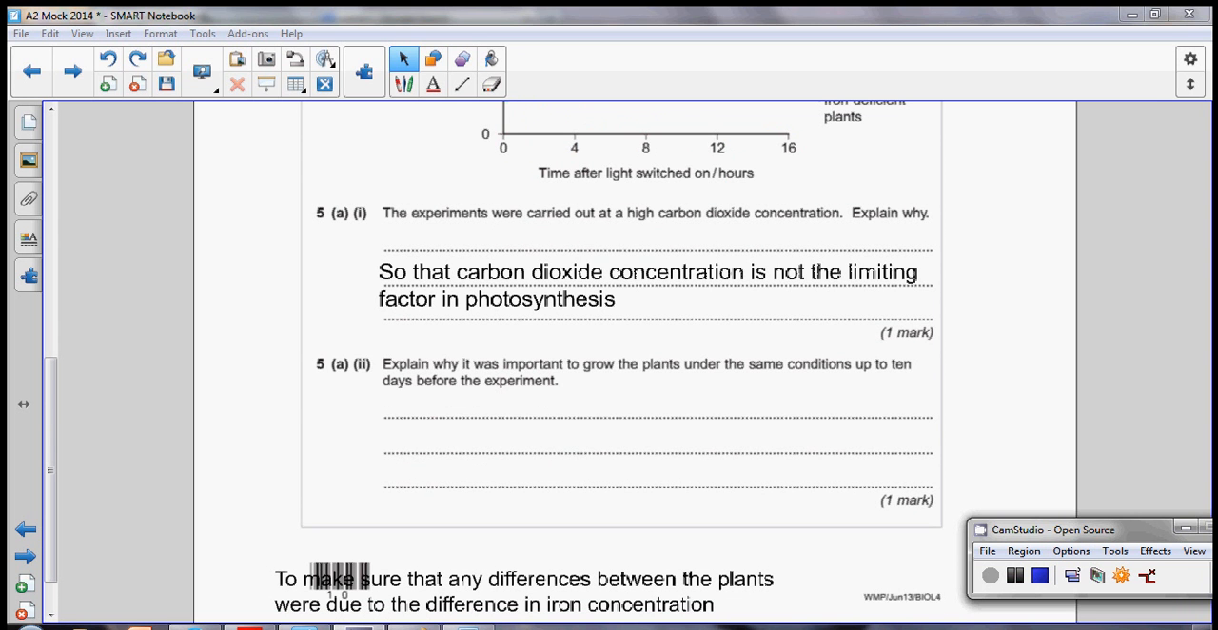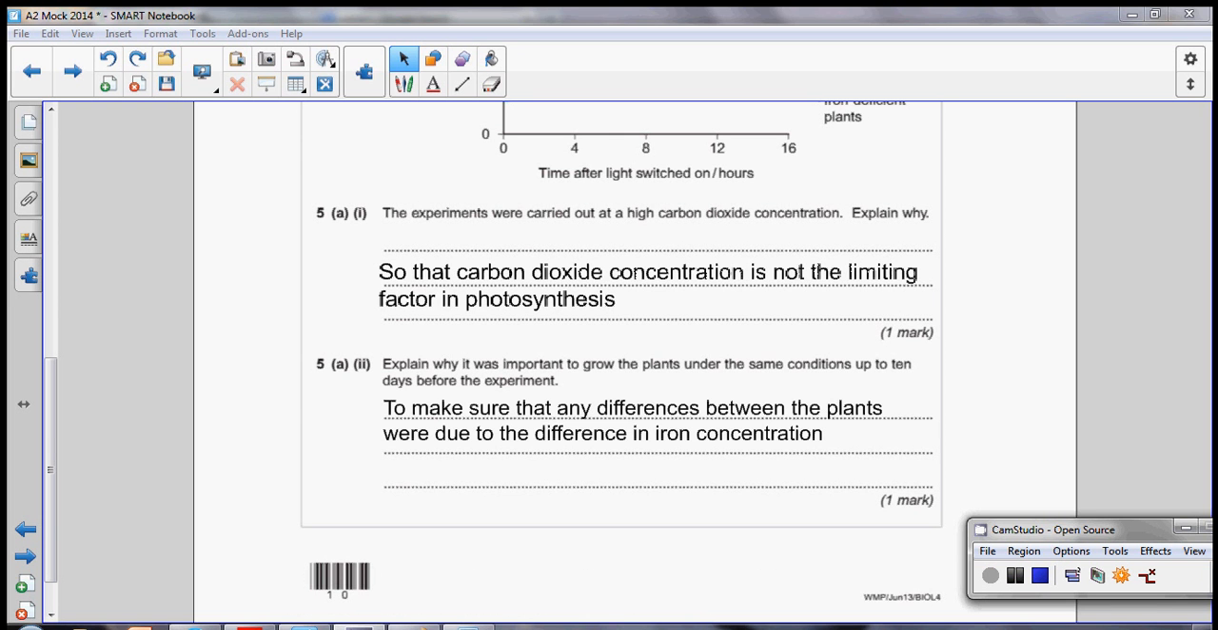Next we have this question, which asks why it was important to grow the plants under the same conditions for up to 10 days before the experiment. Now, when you do an experiment like this, you want to make sure that any differences you see are due to your independent variable, which in this case was the amount of iron available to the plants. So the answer that we need to put is something that explains that by making sure that the plants were grown under the same conditions for up to 10 days before the experiment, we're making sure that the only differences we see in triose production are due to the differences in iron.